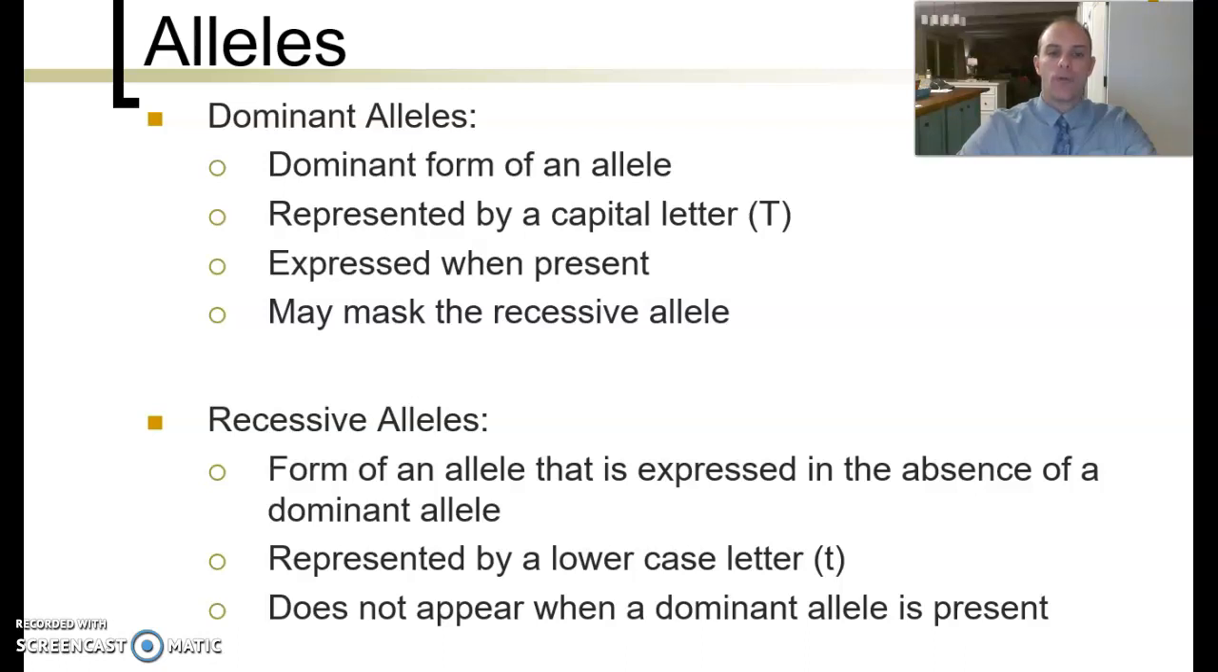Recessive alleles are the form of an allele that is expressed in the absence of a dominant allele, represented by a lowercase letter. In this example, lowercase t. It does not appear when a dominant allele is present. So anytime a big letter is around, you do not see the little letter's trait. For example, if we were talking about being tall, being dominant, and there was a little guy around, you would not see that person being short if the big letter was around.